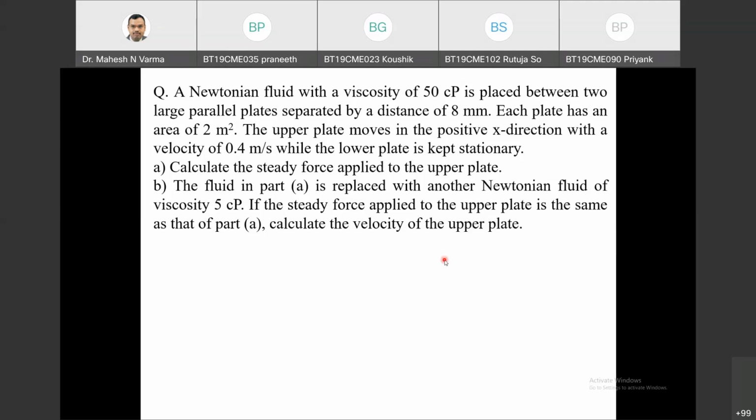So the velocity of the upper plate equals 0.4 meter per second. Then in part B, the fluid in part A is replaced with another Newtonian fluid of viscosity 5 centipoise. If the steady force applied to the upper plate is the same, that is, the force applied per unit area or shear stress is the same, calculate the velocity of the upper plate. In the first case, velocity is given, so you need to calculate force. Using that force, change the viscosity and get the value of the upper plate velocity.